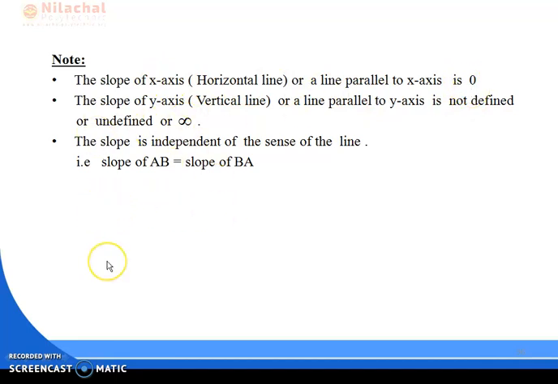Let's see. The slope of the y-axis, meaning a vertical line or a line parallel to the y-axis, is not defined. That means we call it undefined, or you can write it mathematically as infinite. So why is this infinite? Because we know how to find the slope. The slope formula is m equals tan theta. Who is theta? Theta is the angle of inclination. But here our line itself is the y-axis. So how do we find the angle of inclination?